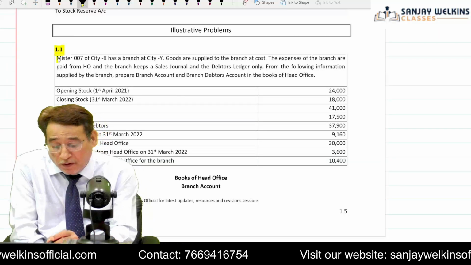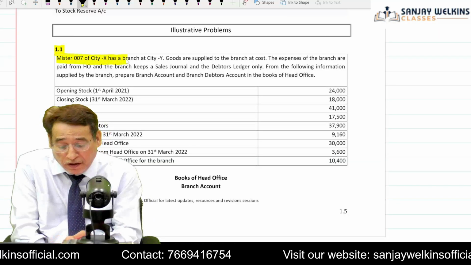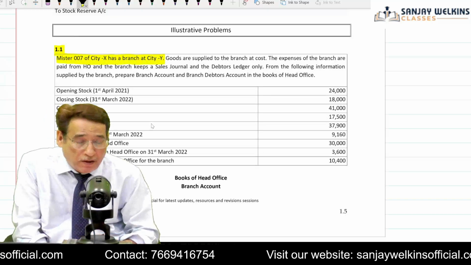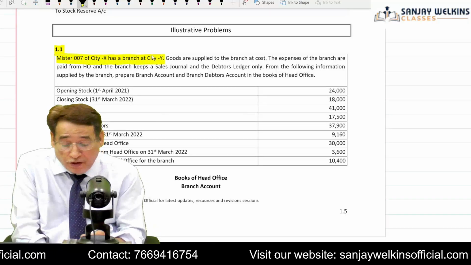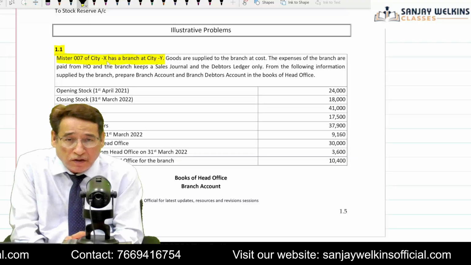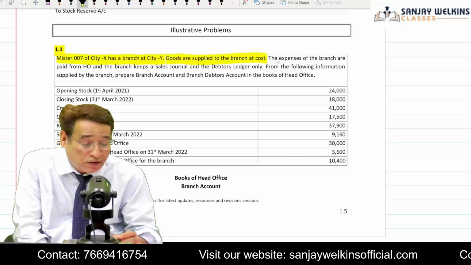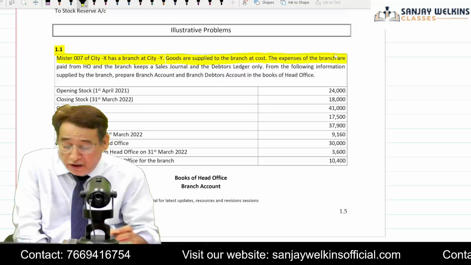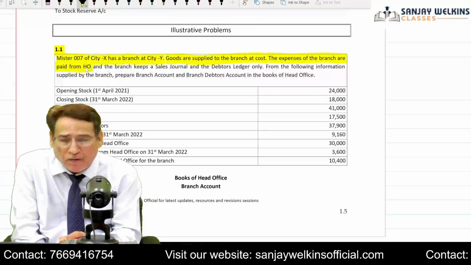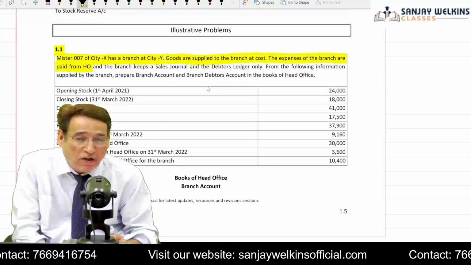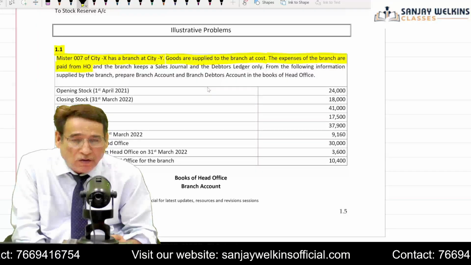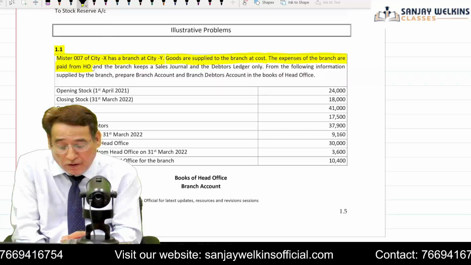And here we go. Mr. 007 of City X has a branch at City Y. So the branch office is in City Y, whereas the head office is in City X. And here it is written that goods are supplied to the branch at cost, and the expenses of the branch are paid from the head office. I have already told you, under the branch system, under the debtors system, all the expenses of the branch are basically paid by the head office.